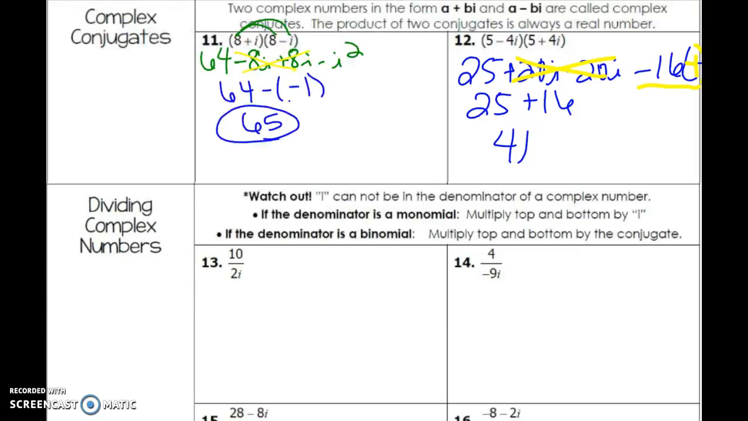All right, so on to dividing. So remember that i is the square root of negative 1. So this would be like 10 over 2 squared and negative 1. So remember that we cannot have square roots in the denominator. To get rid of it, we need to rationalize the denominator. Well, we can do that same thing, but with our i term. So what's going to be helpful is to simplify first.